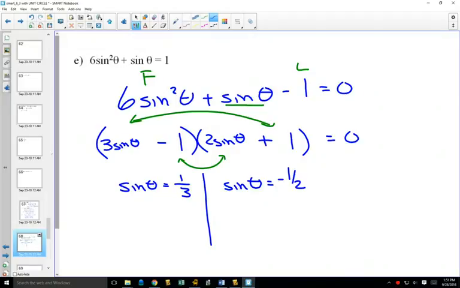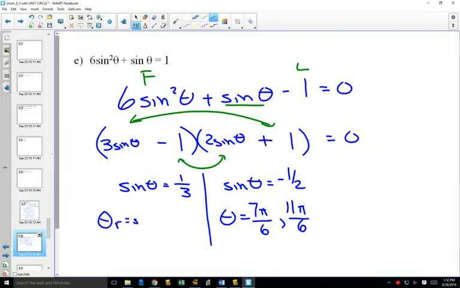Either of those on our pi plate? Yes, the 1/2. What family? Pi over 6. What quadrants? Quadrant 3, because it's negative. And quadrant 4. Excellent. Is 1/3 on our pi plate? No. Okay. So we're going to have to go to our calculator.